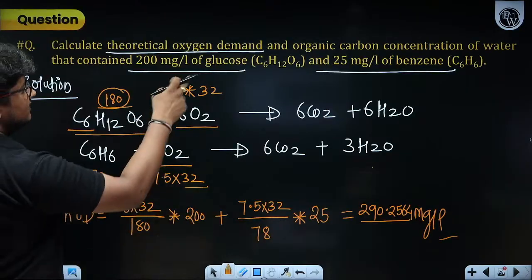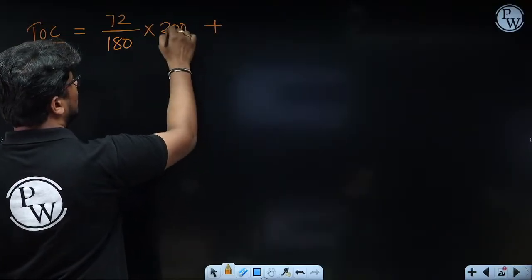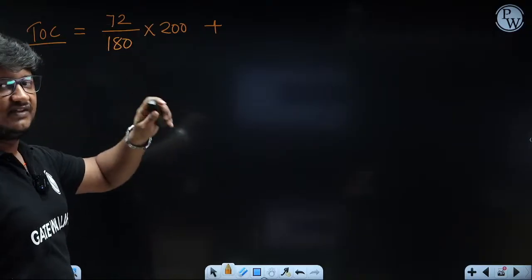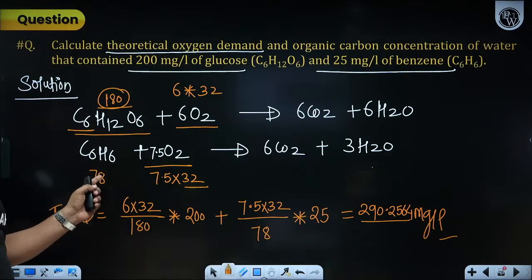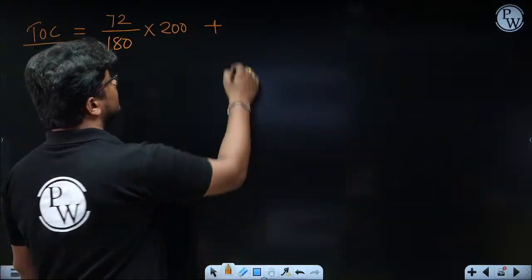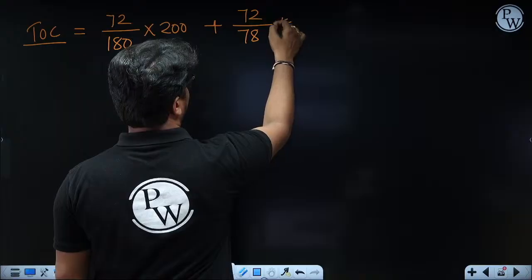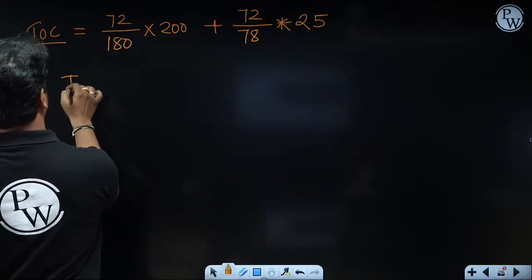Right now, what's the concentration they have given you? 200 milligram per liter. So for 200 milligram per liter of glucose, how much organic carbon will be there? Now, in the benzene part, the total molecular mass is 78, but out of 78, 72 (6 times 12) grams is the carbon. So per unit, it will be 72 divided by 78. Right now, the concentration which they have given you is 25.